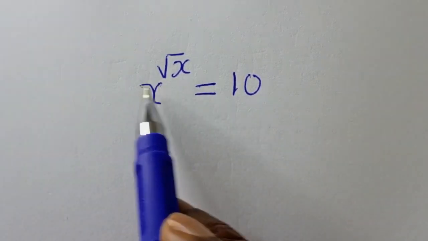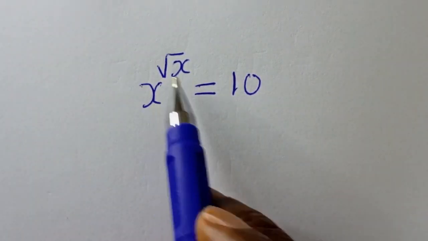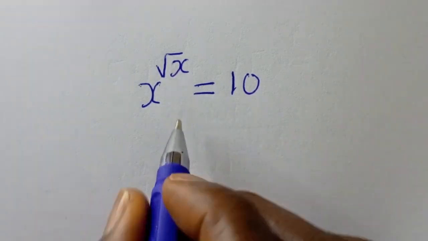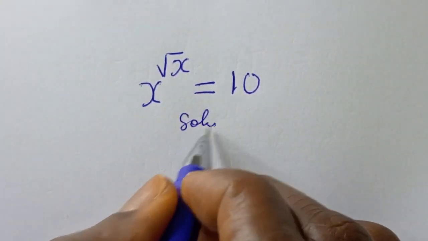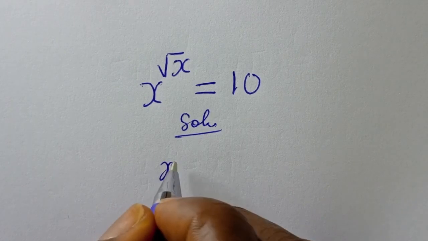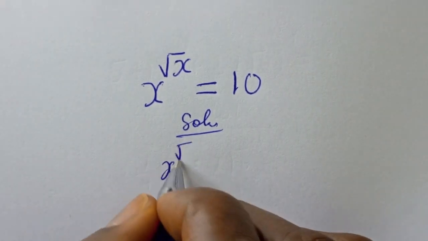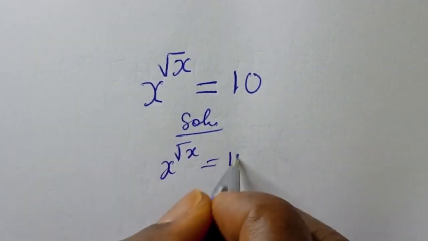In this class, we want to find the value of s from this given equation. s to the power of square root of s is equal to 10. Solution. We have s to the power of square root of s is equal to 10.